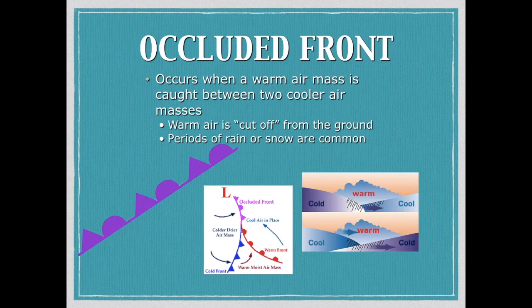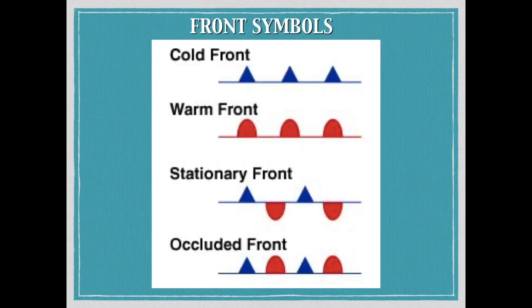Then we have an occluded front. This is basically where a warm air mass is going to catch up between two cooler air masses. It's going to overtake. So here you can see in the picture, the warm air is lifted up above the two cold air masses. Warm air is less dense, so it's going to be lifted up over it, away from the ground. This is going to create a lot of rain above the warm air mass. So the cold air and the cold air and warm air are pretty much going in that same direction. Okay, here are the symbols again for each of those.